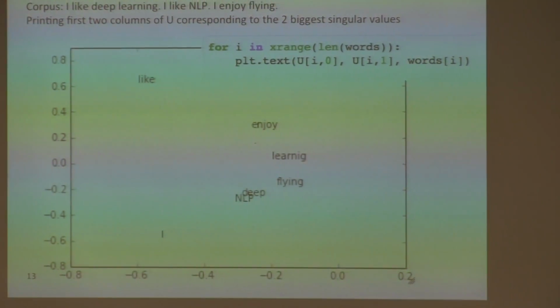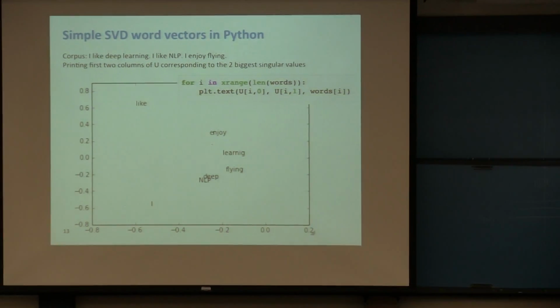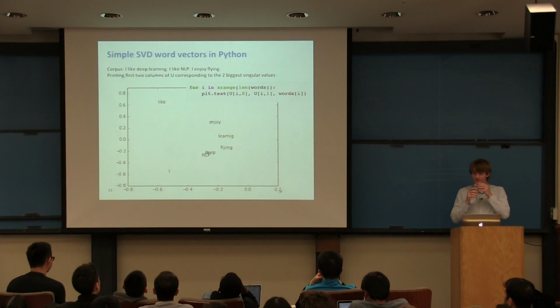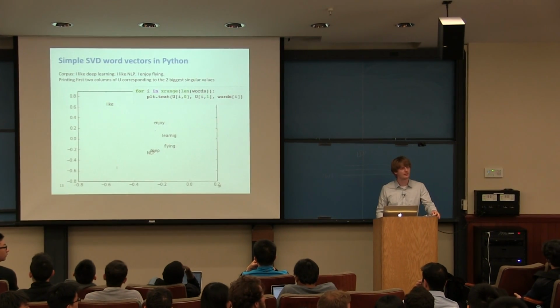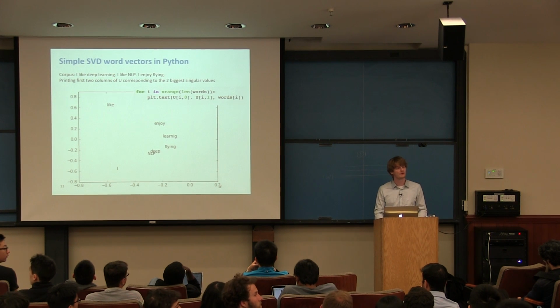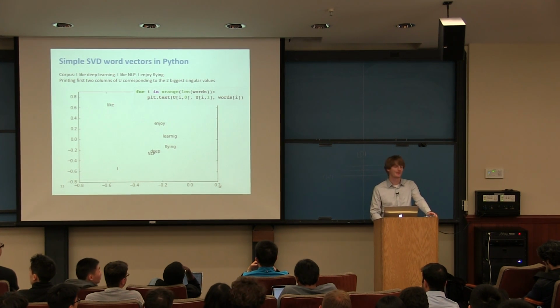Are there any questions about this? Yeah. It seems that we have thrown away the singular values here. Do the singular values represent anything?